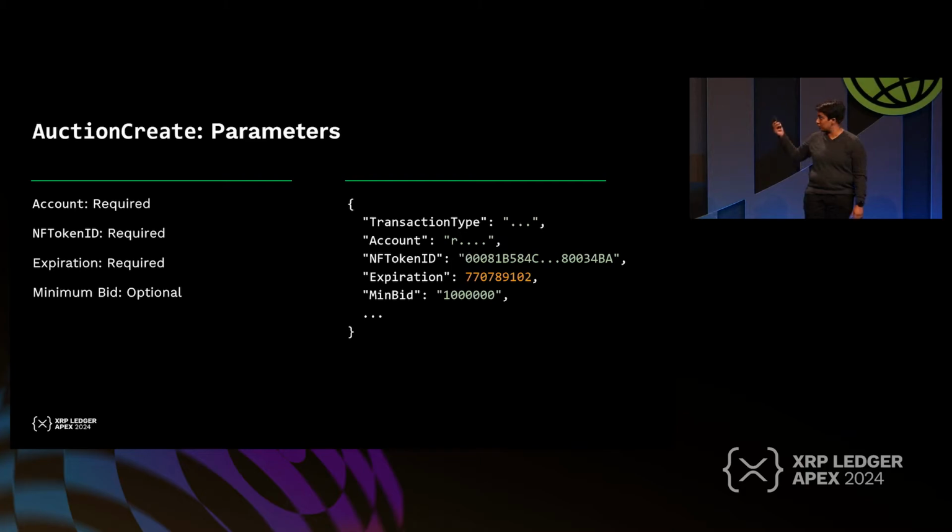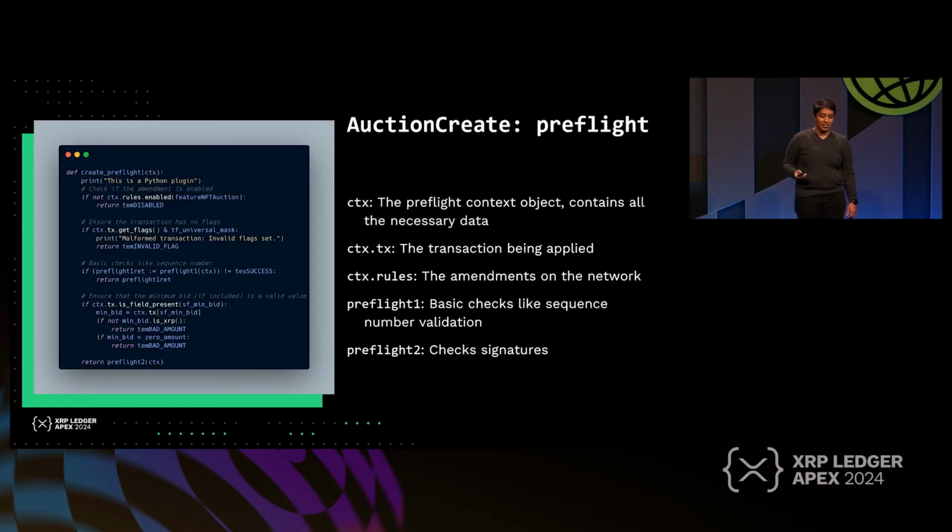Yeah, so this is what that transaction might look like. That expiration is, I believe, set for the end of the year, just for funsies. And so this is what the code might look like. I'm not sure if it's quite readable from the back, but hopefully it is. If not, feel free to check out the code later.